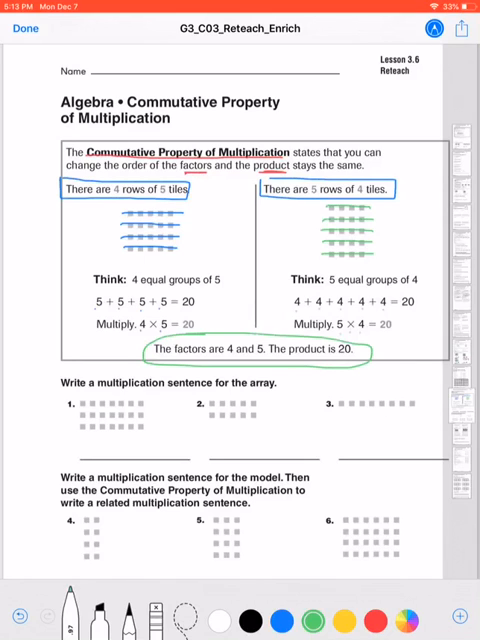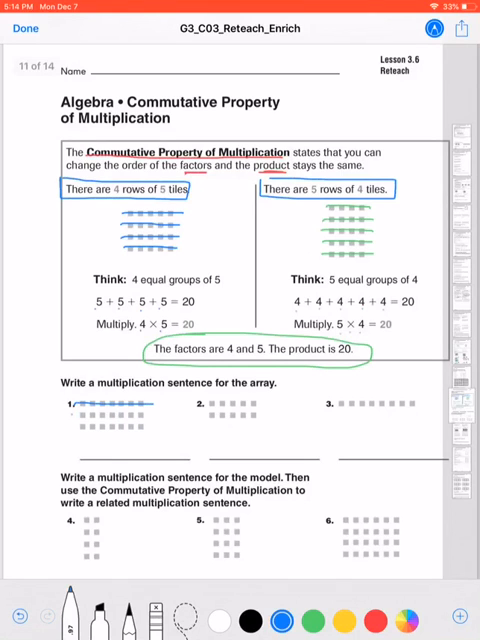Now, let's look down here. Write a multiplication sentence for the array. All right? So, let's write one for this first sentence. We've got 3 rows here, and each row has got 1, 2, 3, 4, 5, 6, 7 in it. So we are going to count by 7s here, friends. Are you ready?